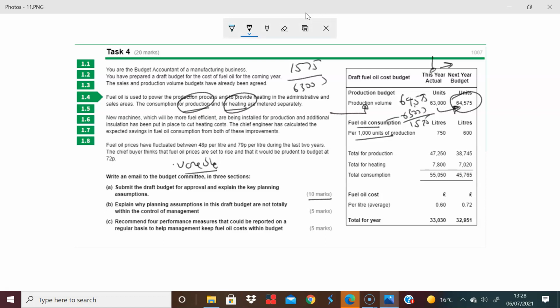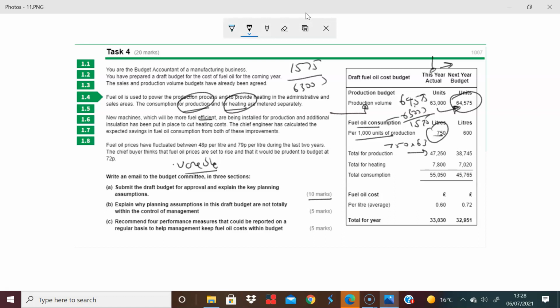But further assumptions are telling us that they are installing some new machines. So currently, we see that we are using 750 liters per 1,000 units of production. So technically, this figure here is 750, because if you're using 750 for 1,000, technically 1,000 from here, that's 63, isn't it? Times 63, and that's how you're going to get this answer here.